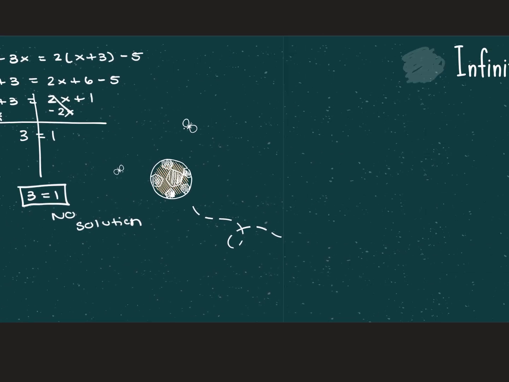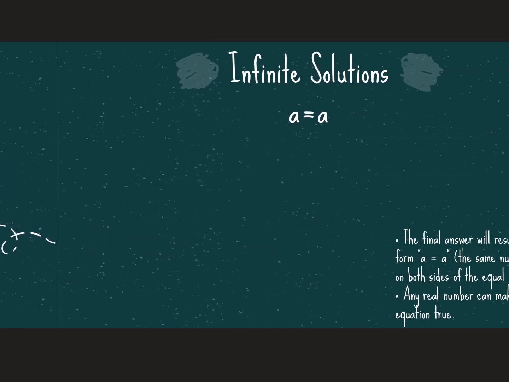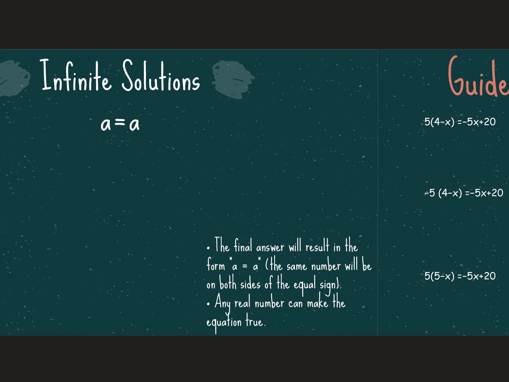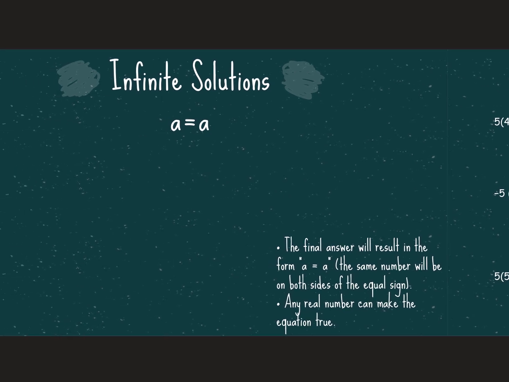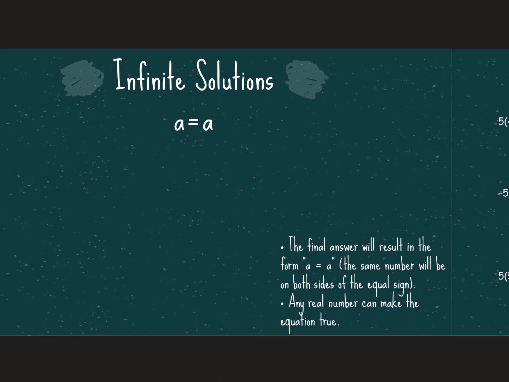All right. And the last type of solution is infinite. All right, so an infinite number of solutions. The final answer will result in the form a equals a. The same number will be on both sides of the equal sign. Any real number can make the equation true.